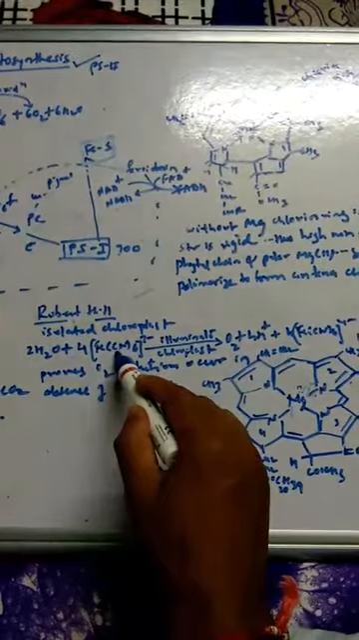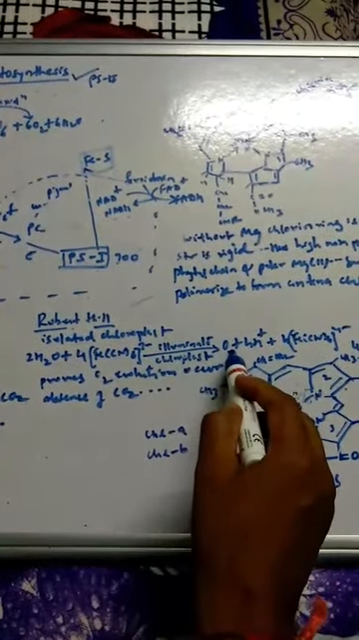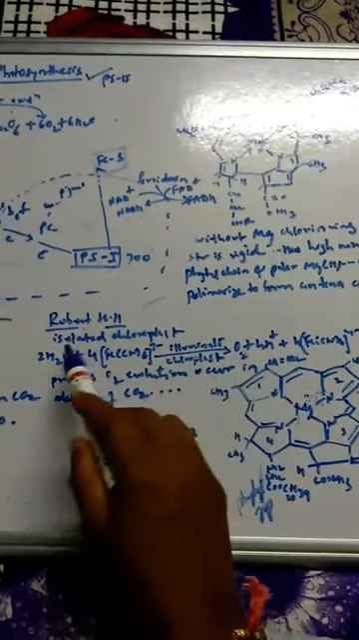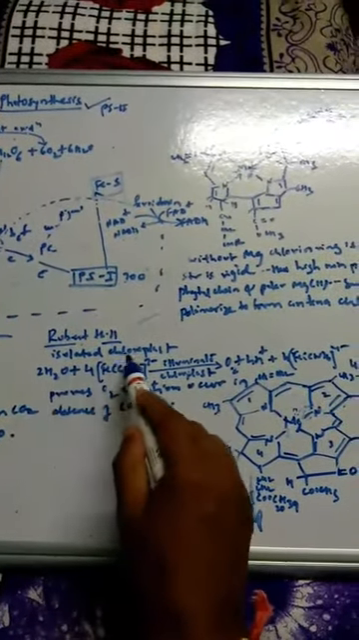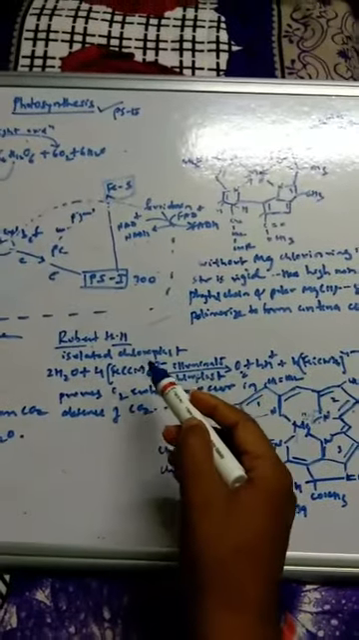So what Robert Hill has proved is that even in the absence of carbon dioxide, oxygen is liberated. So how is it liberated? From water. See, this is the second proof here. So carbon dioxide is not required for reduction here.